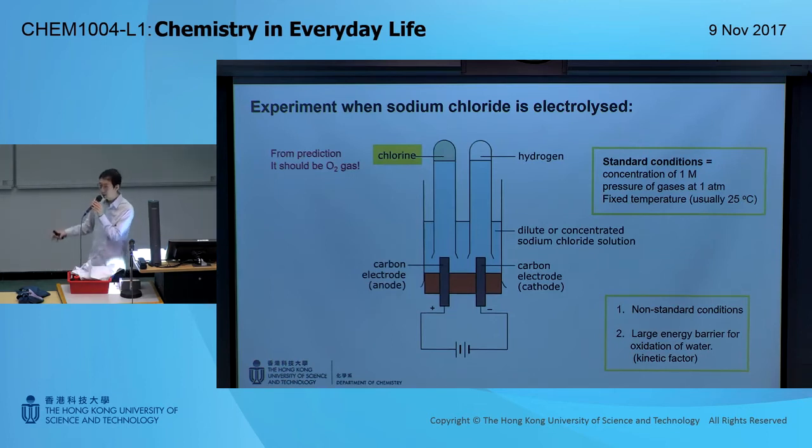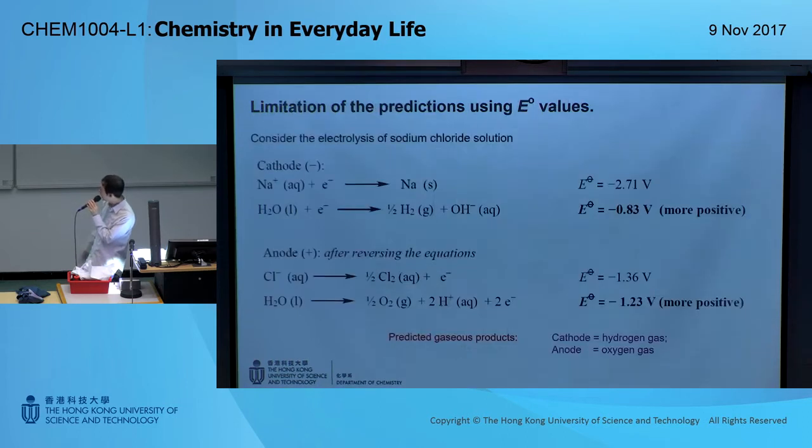But energy is only one thing. So our predictions based on the E values are based on energies. We are considering the energy of these reactions, whether it is more favorable in terms of the energy to have sodium ions going to sodium or the water going to hydrogen. In terms of the energy, it is more favorable if we have the water going to hydrogen gas and OH minus, and not the sodium ions going to sodium metal. This is what we mean when we choose the more positive value.